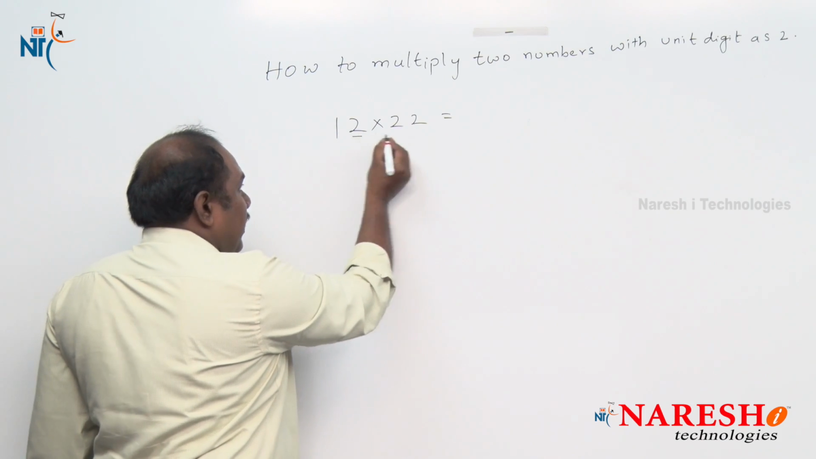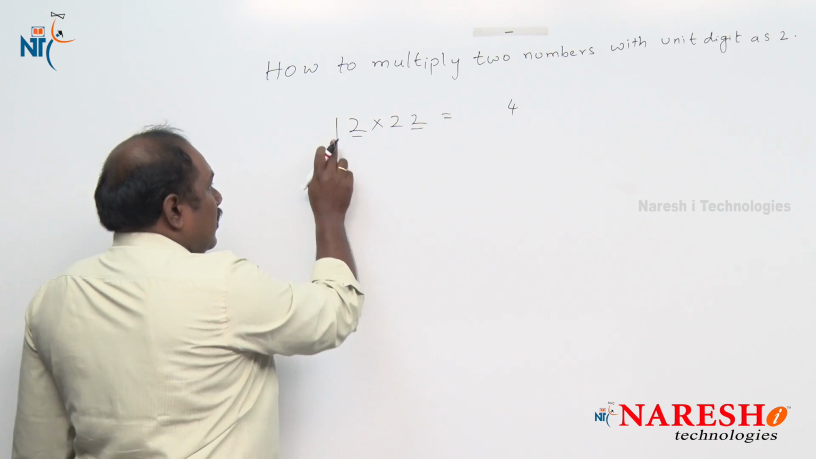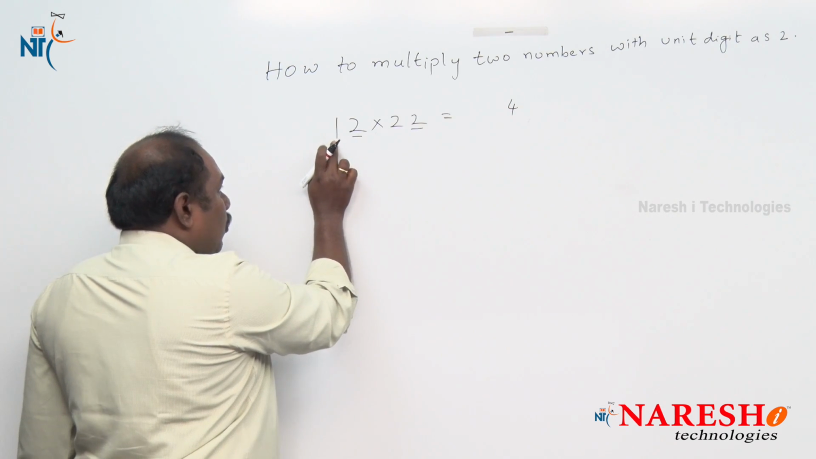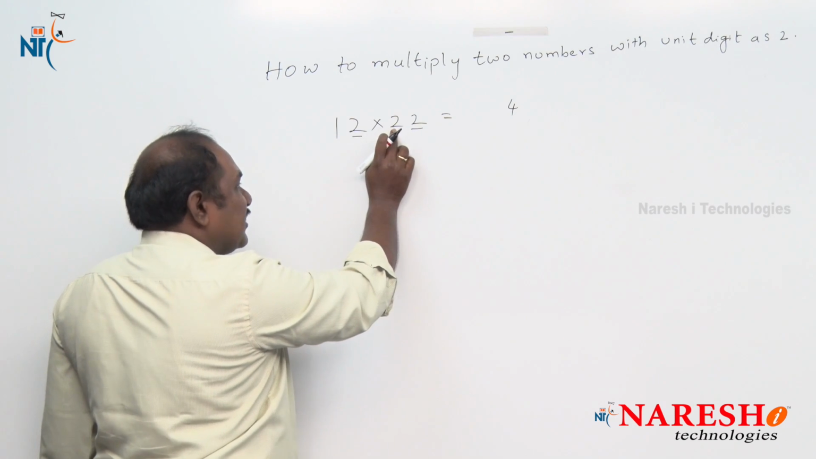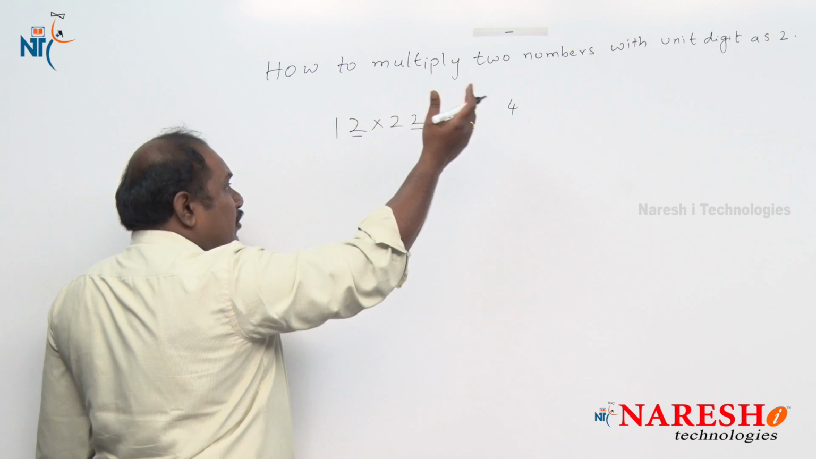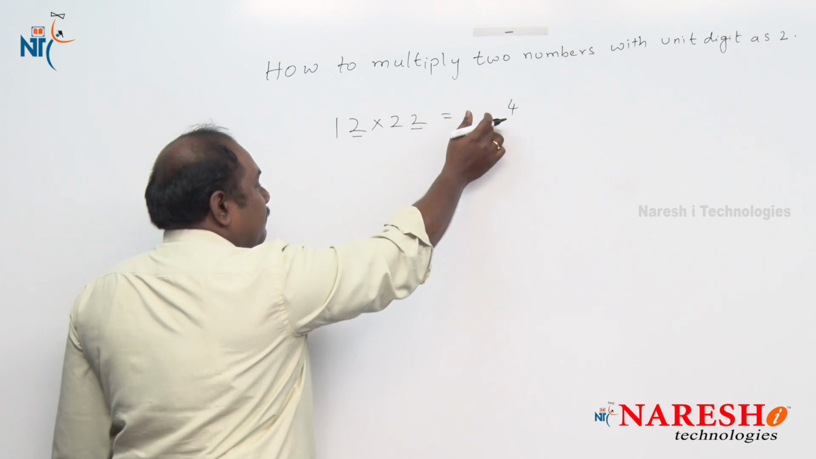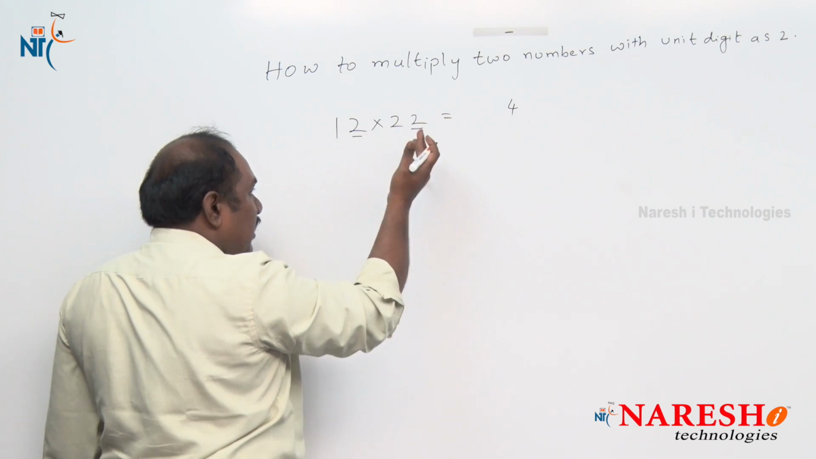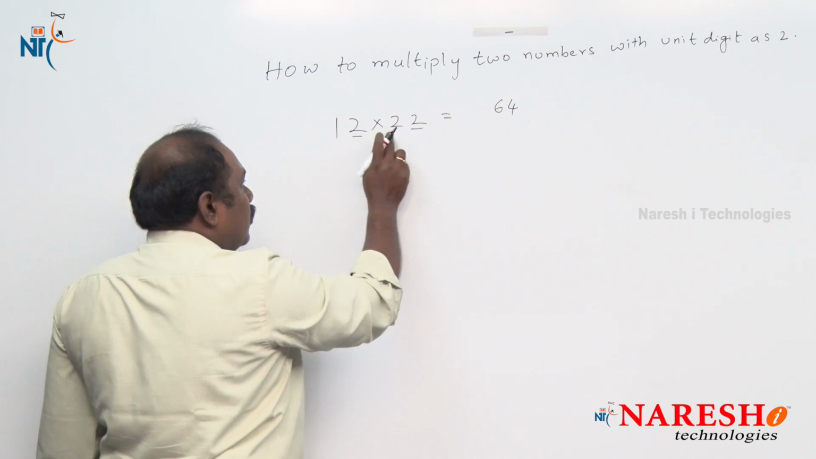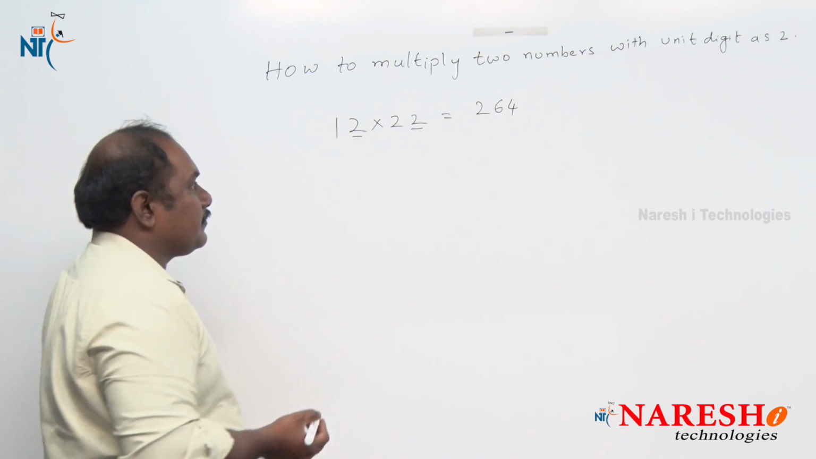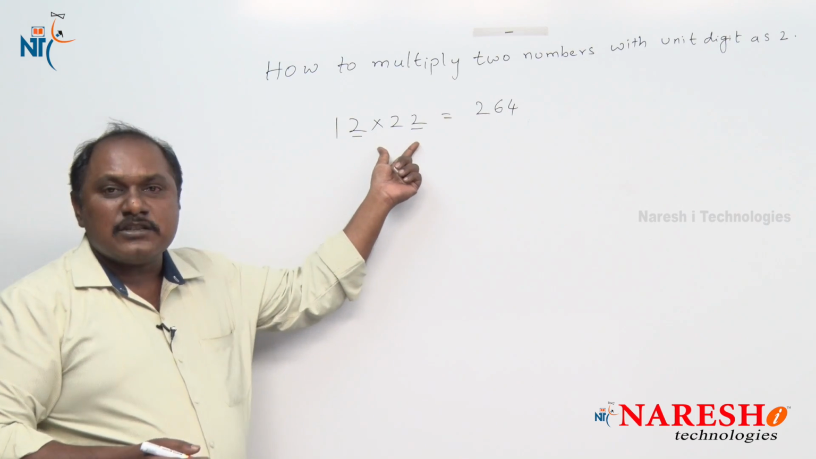Now first let's multiply the unit digit. 2 into 2, 4. Now the number before 2 here is 1, and the number before 2 there is 2. 1 plus 2, 3. Previously when the unit digit was 1, I added directly 1 plus 2, 3. But here 1 plus 2, 3, double it, 6. Now 1 into 2, 2. So this is how you can multiply two numbers with unit digit as 2.